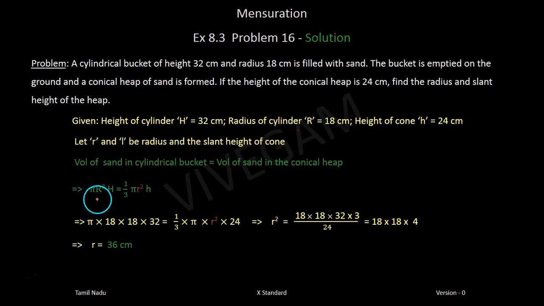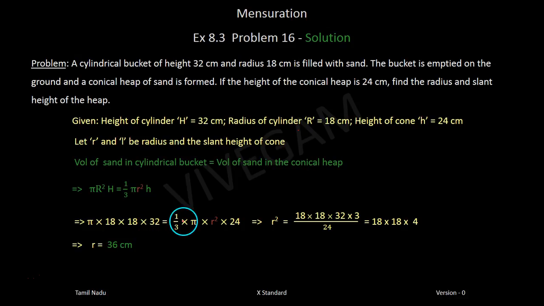Okay, now we know this value, so substitute these values. R is 18. The radius of the cylinder is given here, 18. So 18 into 18 into 32, the height of the cylinder. Substitute that here. It will be equal to 1/3 into pi into radius of the cone, which we don't know. h, the height of the cone, is given here, 24 centimeter. So substitute that here. On simplification, pi and pi will get cancelled. It will be 18 into 18 into 32.